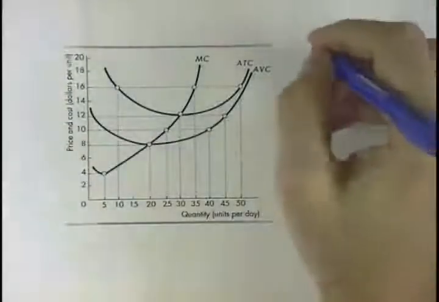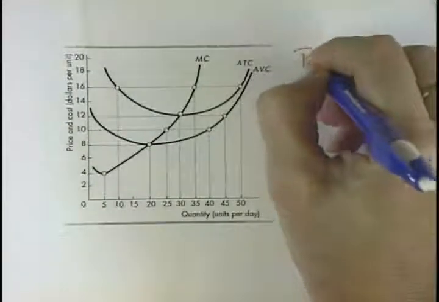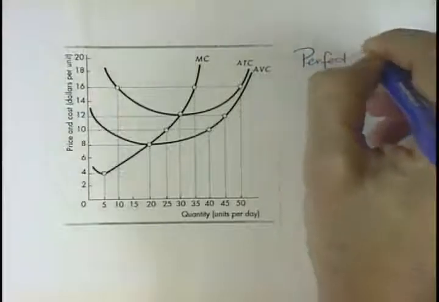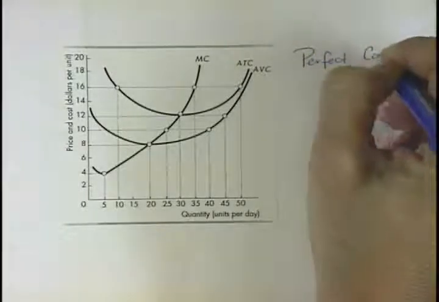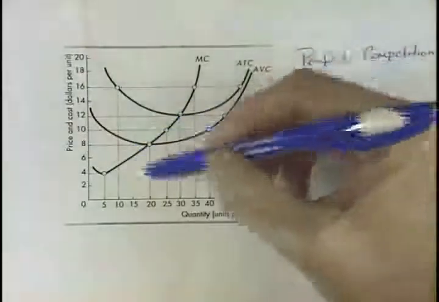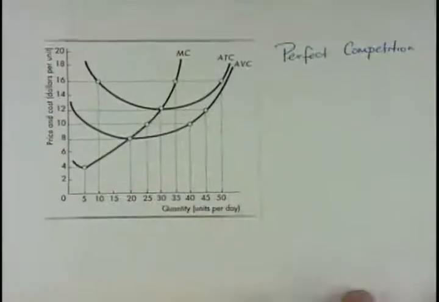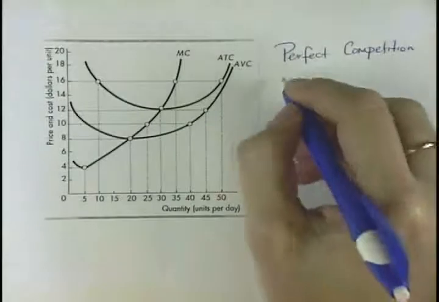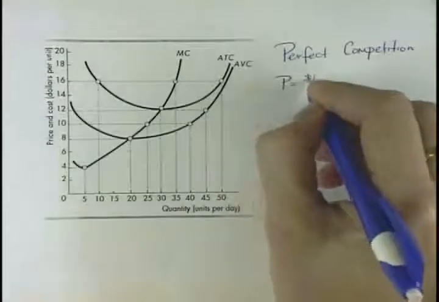This graph is for perfect competition, and what we're going to try to figure out is, given a particular price and cost structure for the firm, what is going to be our profit maximizing output, and if we're earning an economic profit or not. So let's say that the price is $16.